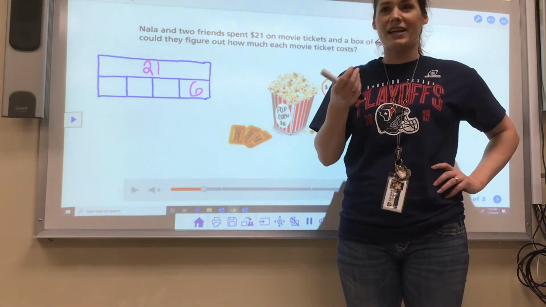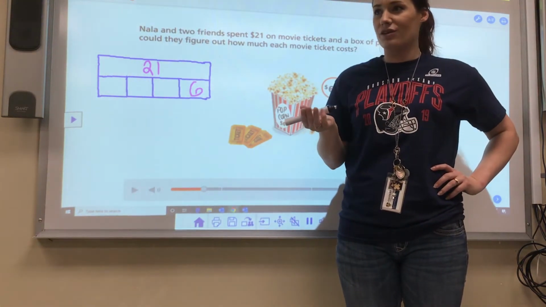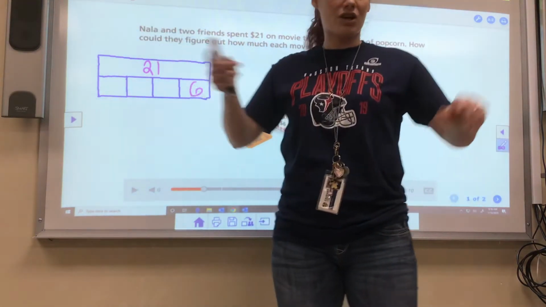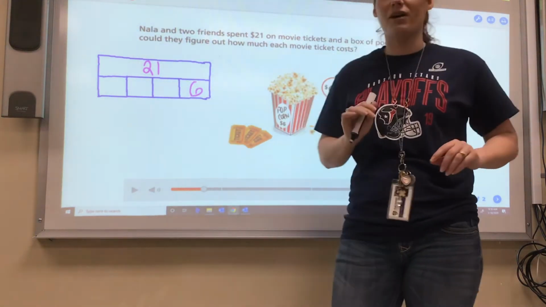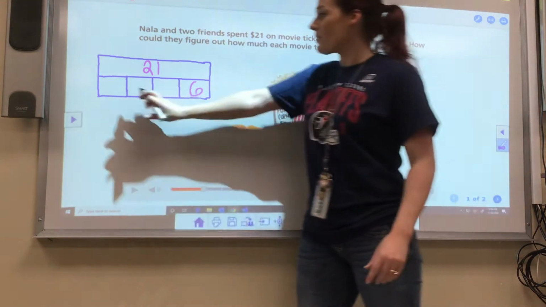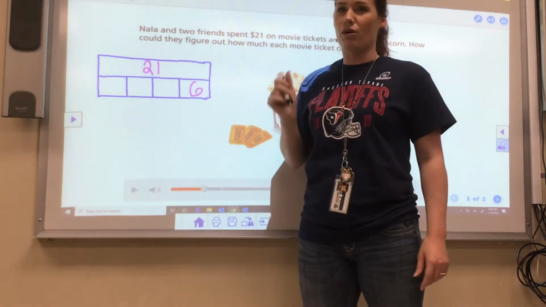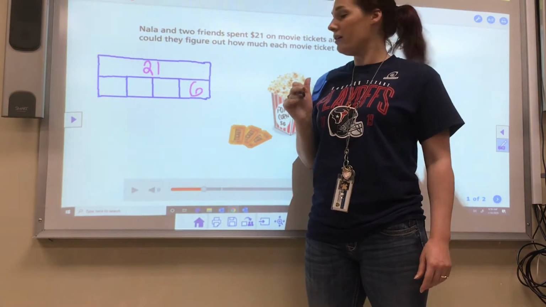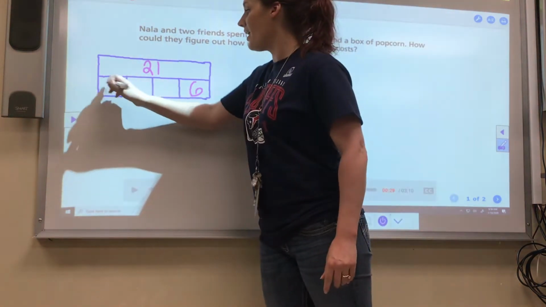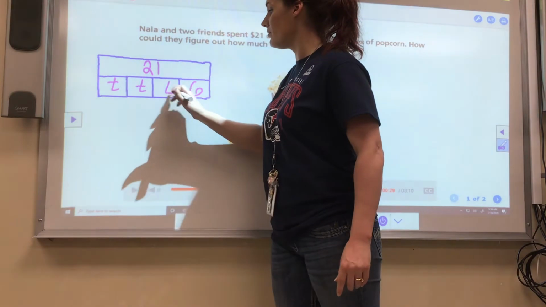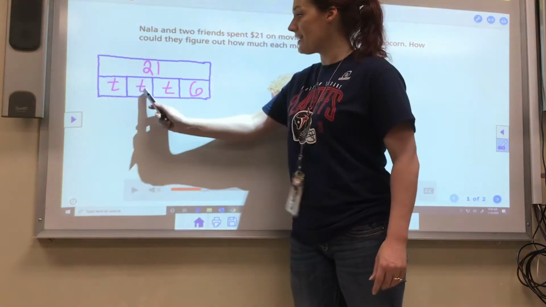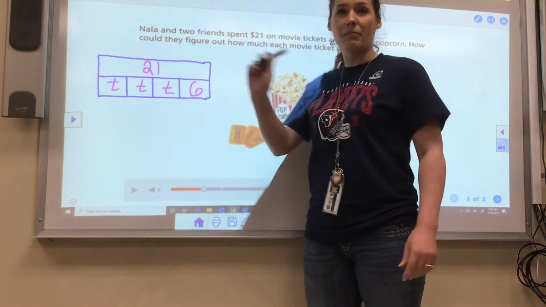Like when you buy a movie ticket, aren't they all the same amount? Like you pay $13, you pay $2, that's not how it works, okay? They're all the same price. So I don't know how much the cost is, but what can I call each of them since I know they're all the same? Hannah? T? Sure. I think T is good, T for ticket. So I've got 3 tickets, all costing the same, and a popcorn for $6.